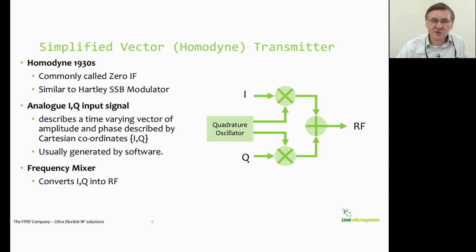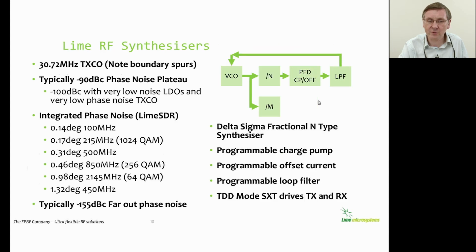The 7002, like many digital radio receivers, is based on the homodyne, which was developed in the 1930s. It's often called the zero IF transmitter or receiver, and it shares many similarities with the Hartley single sideband modulator. The inputs are an IQ signal, which, if you like, forms a vector description of the signal which you're transmitting. It has 2 frequency mixers, and then the outputs are combined.